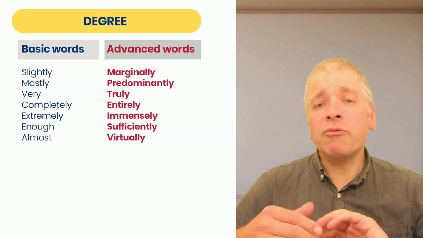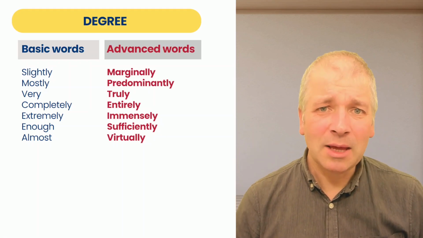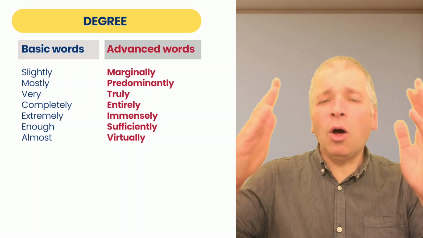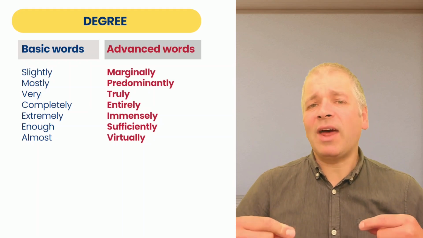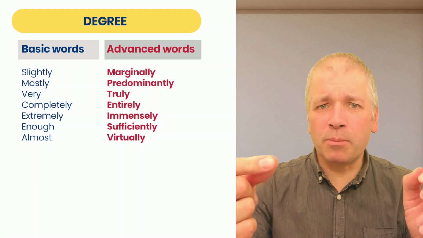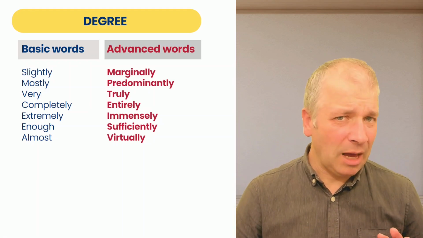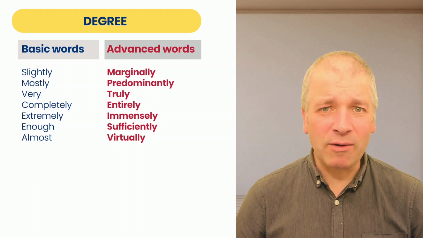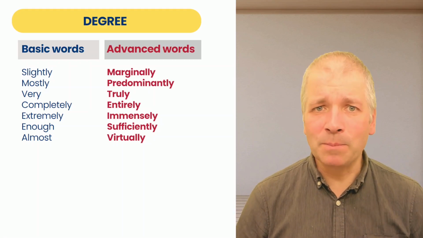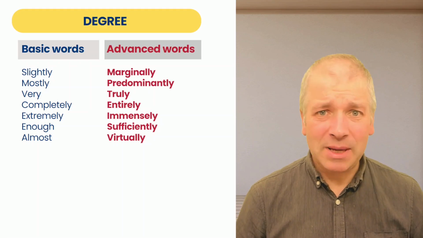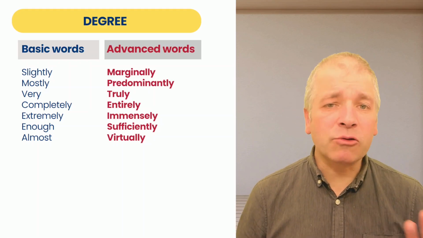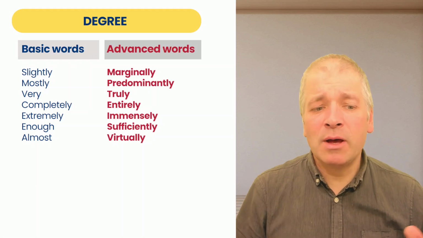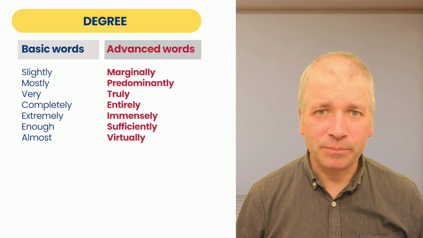Instead of mostly, predominantly. Predominantly means, similarly to mostly, a lot of what there is, or it takes the position which is most prominent. Very can become truly. It's not often used, but if you're looking for a formal alternative to very, it can be used in a similar way. Completely can be entirely. Extremely can be replaced sometimes with immensely. Immensely emphasizes the great amount of something.